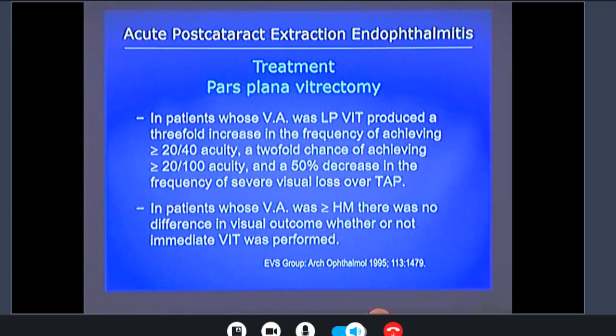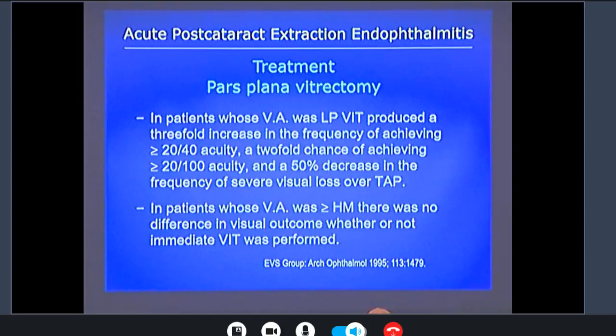But then recently, the Endophthalmitis Vitrectomy Study showed that vitrectomy is useful in those patients who present, as I said, with severe endophthalmitis with heavy vitreous involvement. The study showed that if the patient presents with vision of only light perception, early vitrectomy increased the chances of having better vision, 20/40 or better, three times, and the chances of having vision better than 20/100 increased two times, and there was a 50% decrease in the frequency of visual loss. So this study shows that for sure severe cases need early vitrectomy.